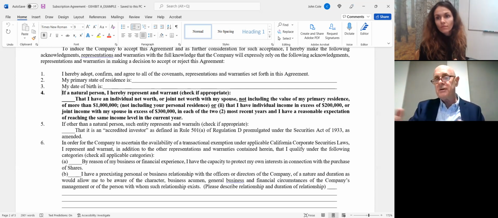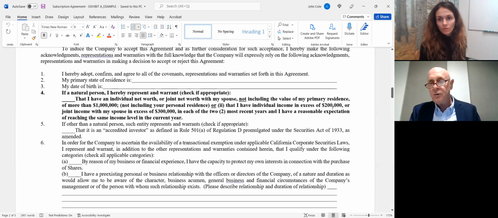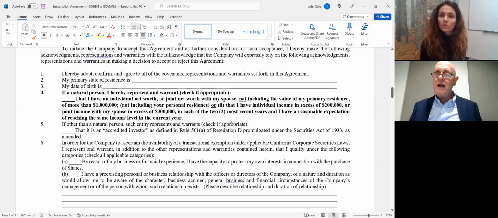But also if you don't have a $1 million net worth and you're an individual, you can qualify with $200,000 of single individual income, or $300,000 a year with your spouse in each of the 2 most recent years. And you would say, I have a reasonable expectation of reaching the same income level in the current year. So there are 2 ways to qualify as an accredited investor to invest in a private company.